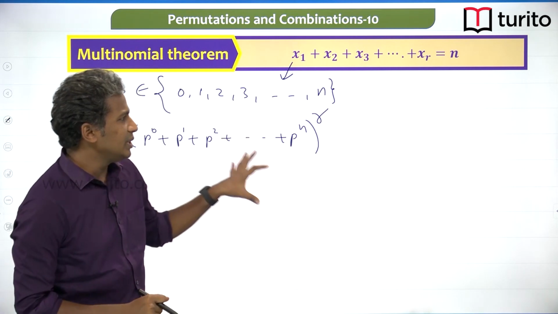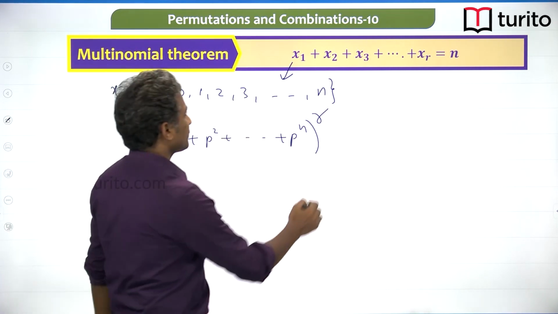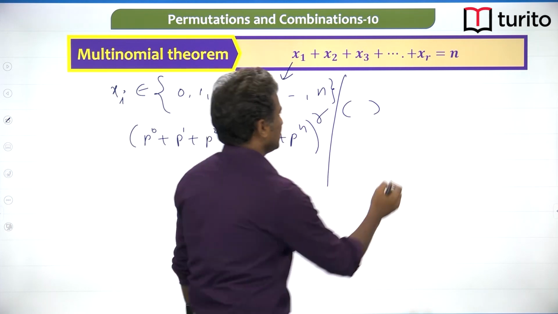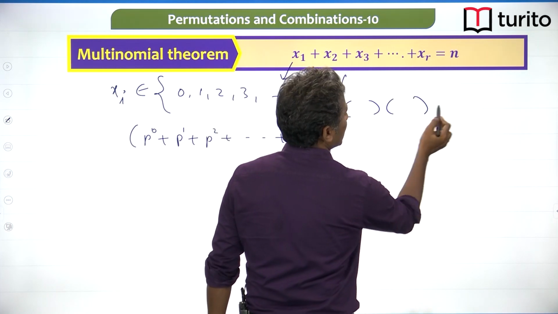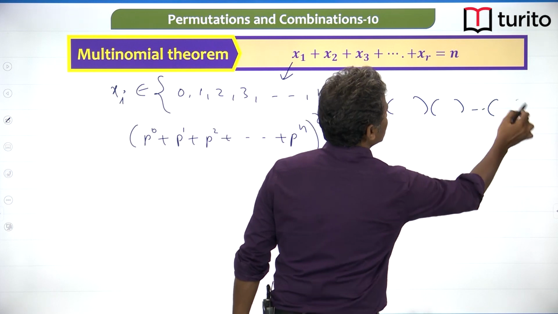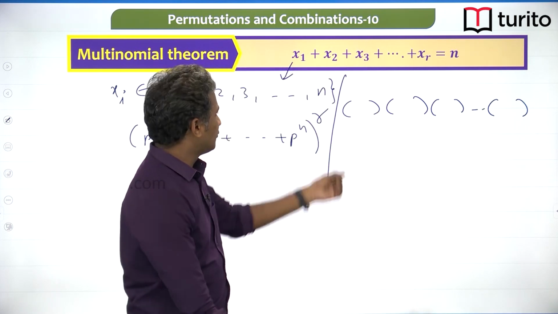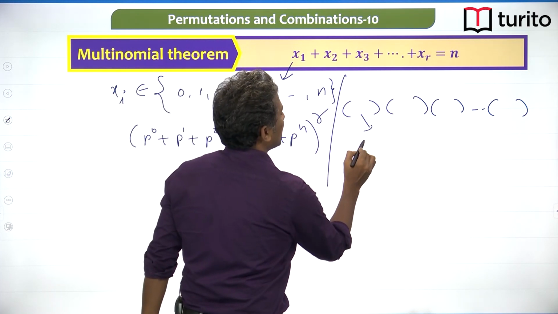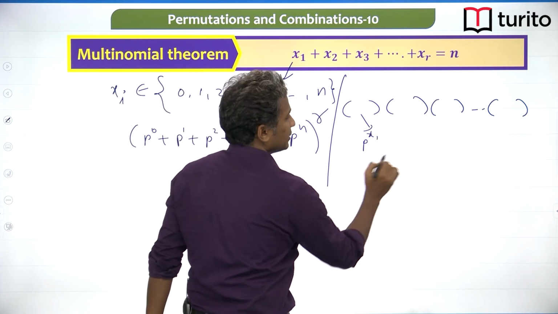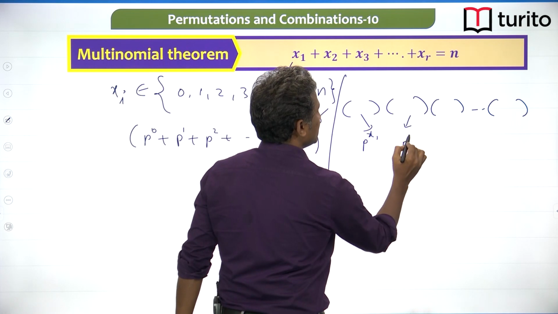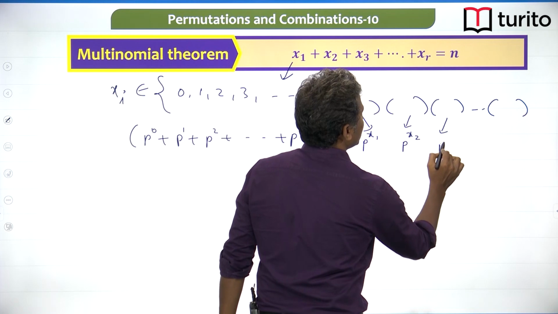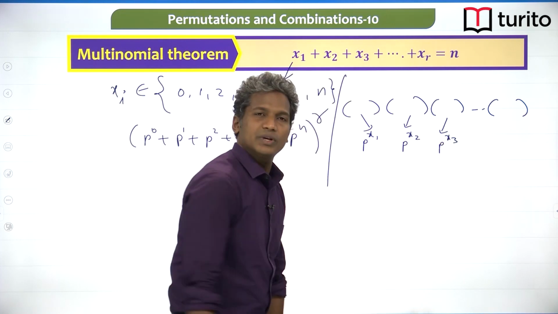Now what is the meaning of this polynomial here? Just imagine that there are r factors here. Let us say this is factor 1, factor 2, factor 3 and so on. There is one more factor. Now from here if I take any certain term, that term will look like p raised to x1. From here if I take a certain term, it will look like p raised to x2, and from here if I take any term, it will look like p raised to x3.